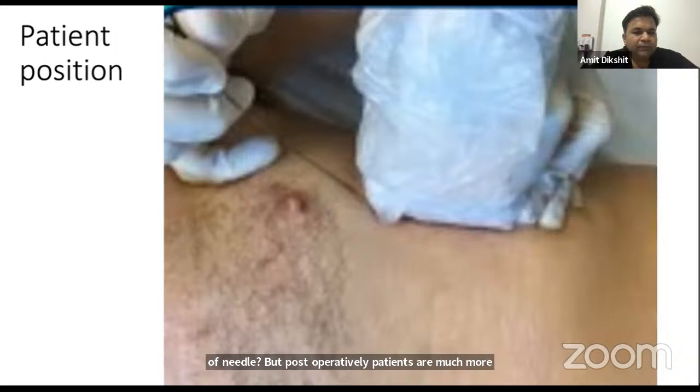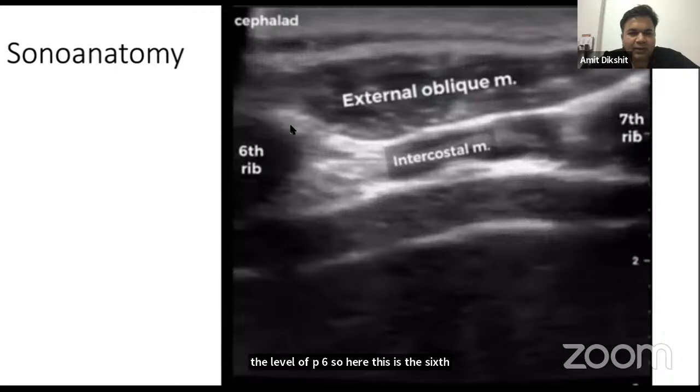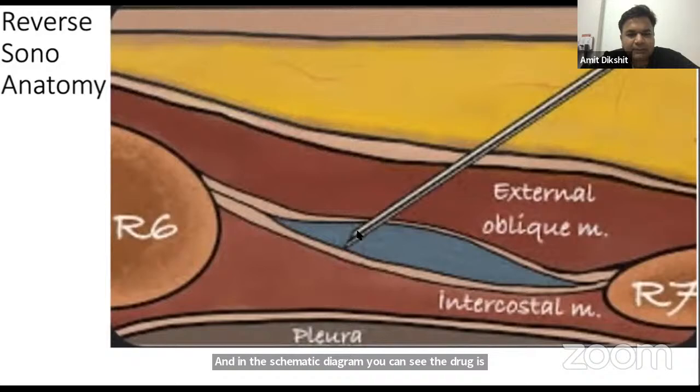So where the probe is placed, it is just on the anterior axillary line and at the level of T6. Here, this is the sixth rib, and we have the external oblique muscle and the internal intercostal muscle. In the schematic diagram, you can see the drug is deposited around the sixth rib in the anterior axillary line area, just on the medial side.